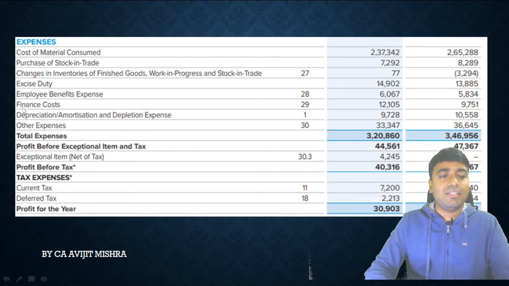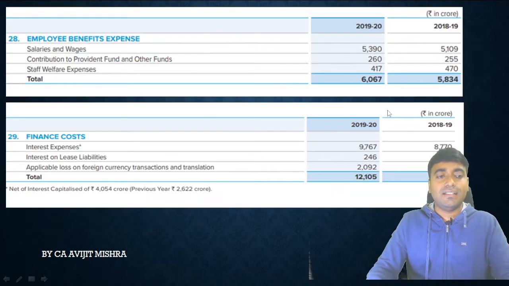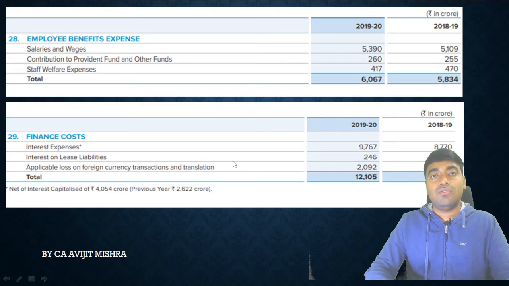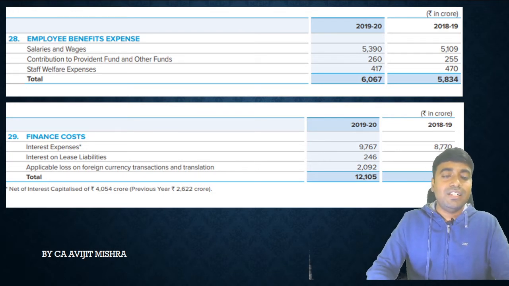So the next line item is the financial cost or finance cost. Finance cost is basically, take the example, you have taken some loan from a third party or bank. In such a case, you have to pay the interest. That is called the finance cost. If you see here, the finance cost consists of two or three components: interest expenses, interest on lease liability, and applicable losses in foreign currency.